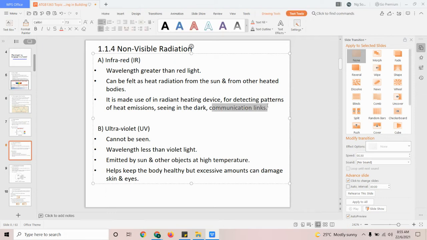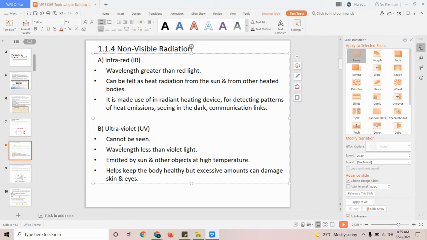And then finally, we can use it for communication links. Why we cannot see infrared is just a step of evolution in our process. Some animals have developed the means to see it, and we have not. This is just a step of evolution in our life.